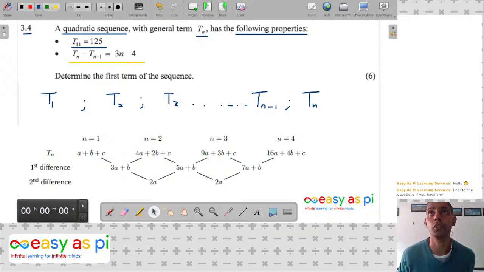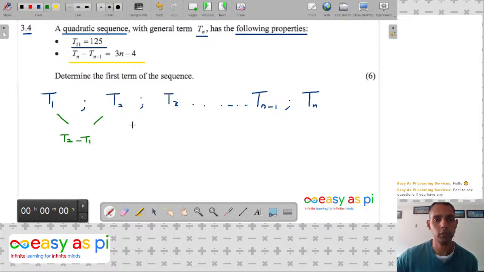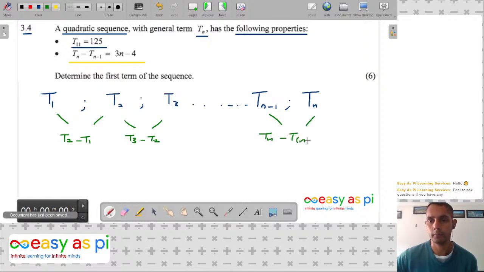Right, time is up. So let's stop the music and let's have a discussion about this. Now, you'll notice that this is what you would call an exotic question. Exotic means that it's tested in a way that you might not have seen before. Now, what if we took the first difference? Well, we know that the first difference would be T2 minus T1, T3 minus T2, up to Tn minus Tn minus 1. And this is what they told me. This is 3n minus 4. So in an indirect way, they told me that this is the first difference.